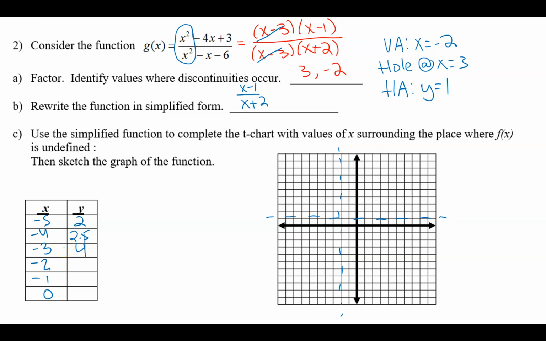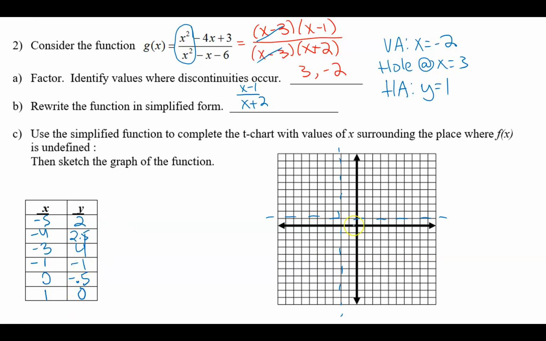-2 gives me an error, doesn't it? I know that's going to be an error, so I don't need that. Let's jump to -1, 0, 1. All right, -1 minus 1 is -2, divided by -1 plus 2, which is 1. So that's going to go -1. 0 minus 1 over 0 plus 2 gives me -1/2, so -0.5. 1 minus 1 is 0 over 0 plus 2, so it's going to be 0.